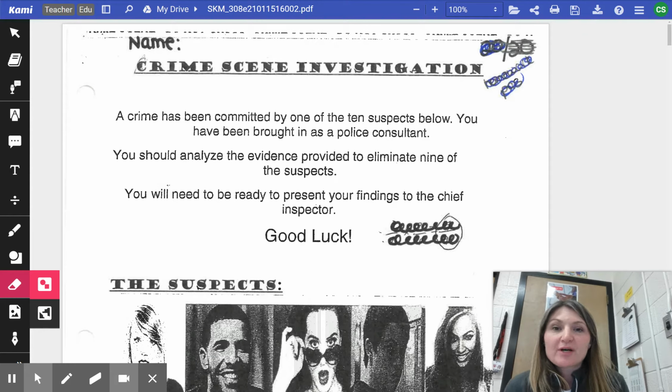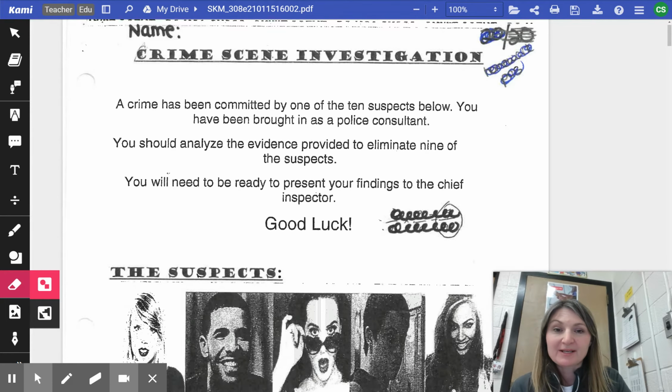Hello, today we are going to do a crime scene investigation. A crime has been committed by one of the 10 suspects below. You have been brought in as a police consult. You're going to analyze the evidence and eliminate 9 of the suspects to know who the guilty party is. You will need to be ready to present your findings to the chief inspector.